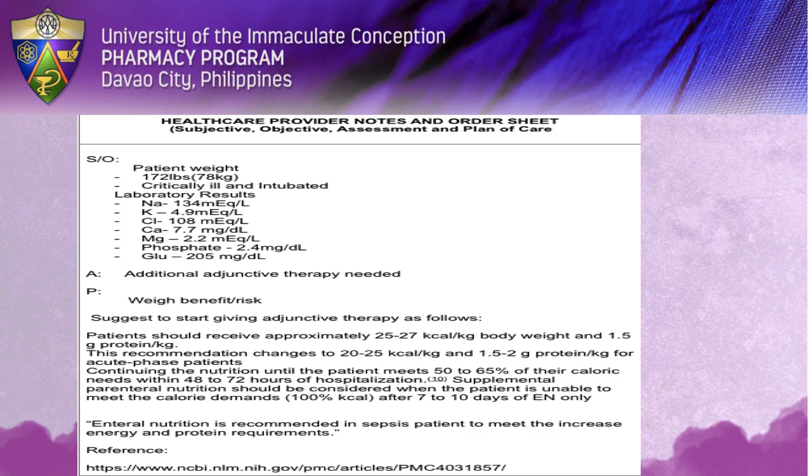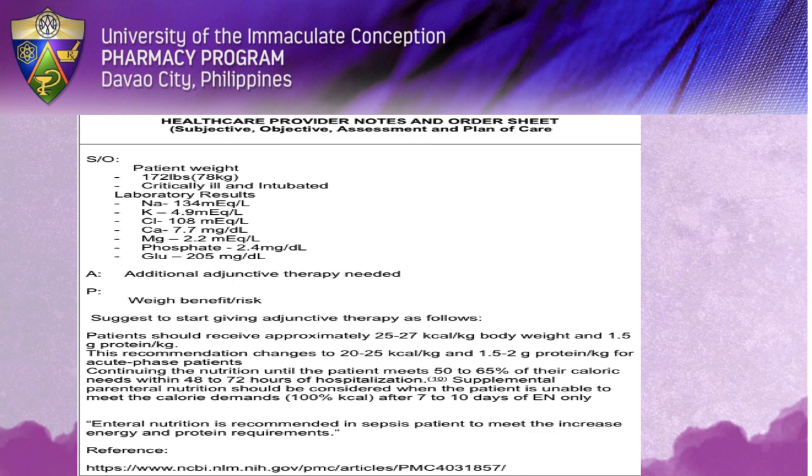Another pharmacist intervention involves the use of patient's weight and laboratory results as our particulars for our subjective and objective. Our assessment determines the use of additional adjunctive therapy is needed. Our plan of care involves weighing benefits over risk, suggesting to start giving adjunctive therapy as follows. Patients should receive approximately 25 to 27 kilocalories per kilogram body weight and 1.5 grams protein per kilogram.